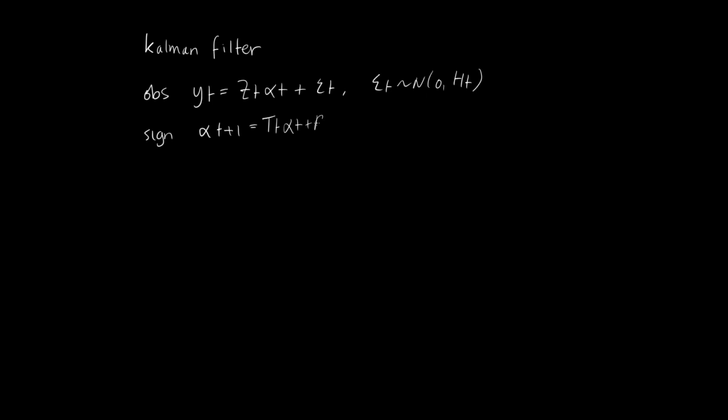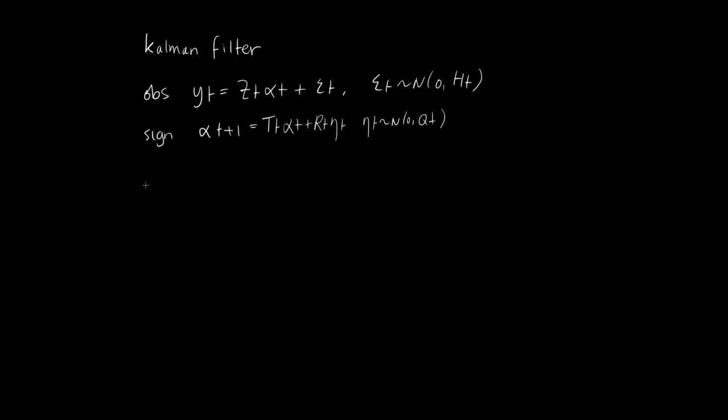So let the observation equation be given by y_t = Z_t alpha_t + epsilon_t, where alpha_t is the signal, and epsilon_t is normally distributed with mean 0 and variance H_t. Then the signal equation, or the signal dynamics, are given by alpha_{t+1} = T_t alpha_t + R_t eta_t, where eta_t is normally distributed with 0 and Q_t.